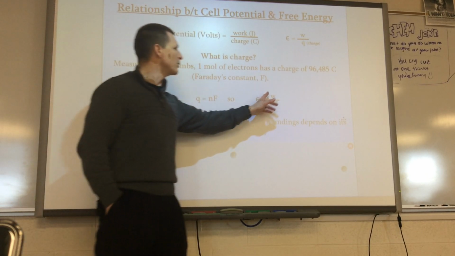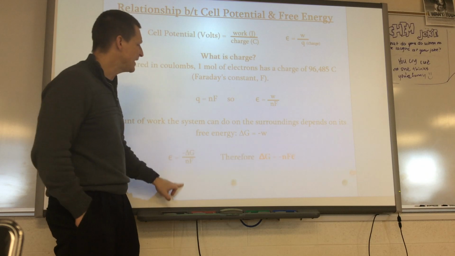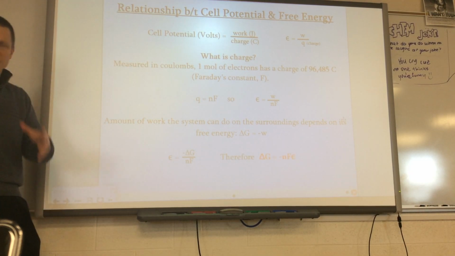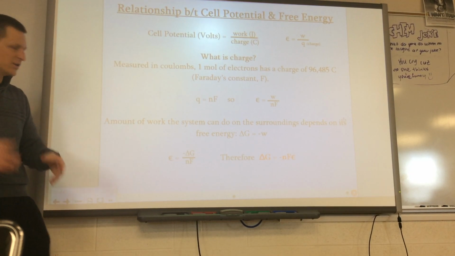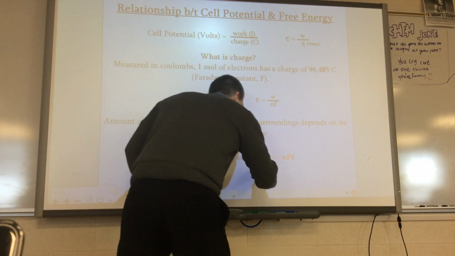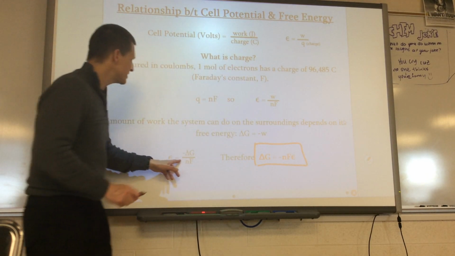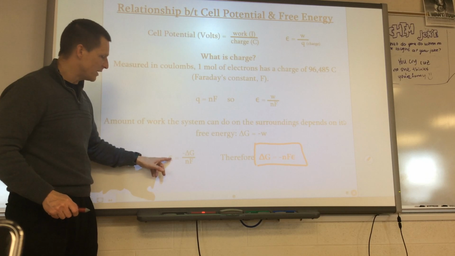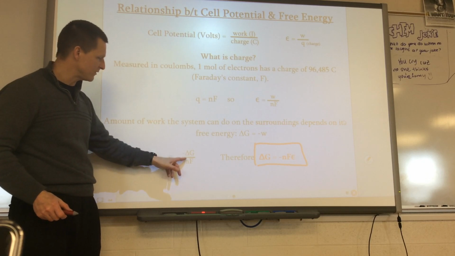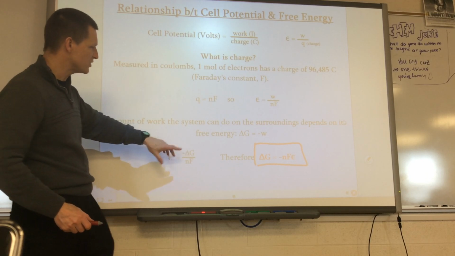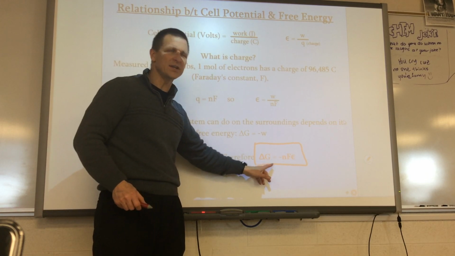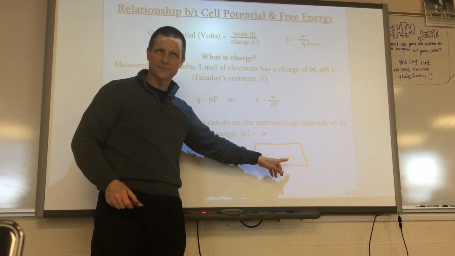So that means this. I'm going to replace work here with delta G and get to something that we're actually going to use and kind of package. And that would be this relationship right here. Because the cell potential equals negative delta G over NF, just rearranging things, we come up with this: delta G equals negative NF epsilon.